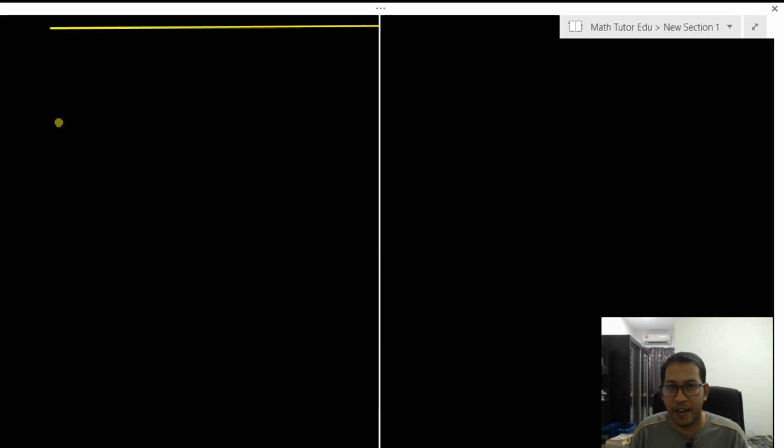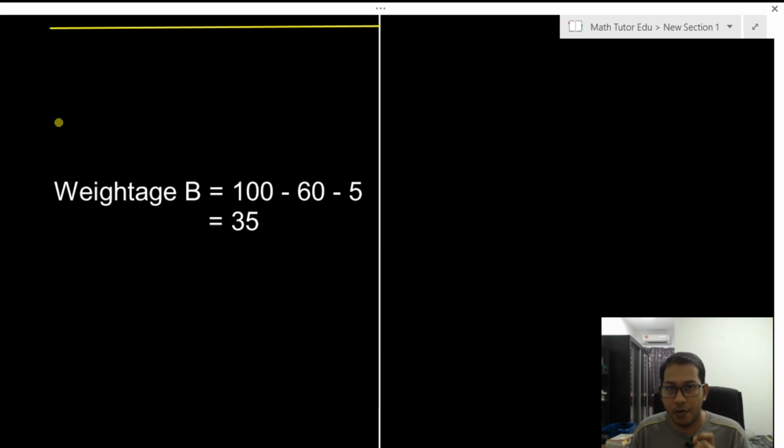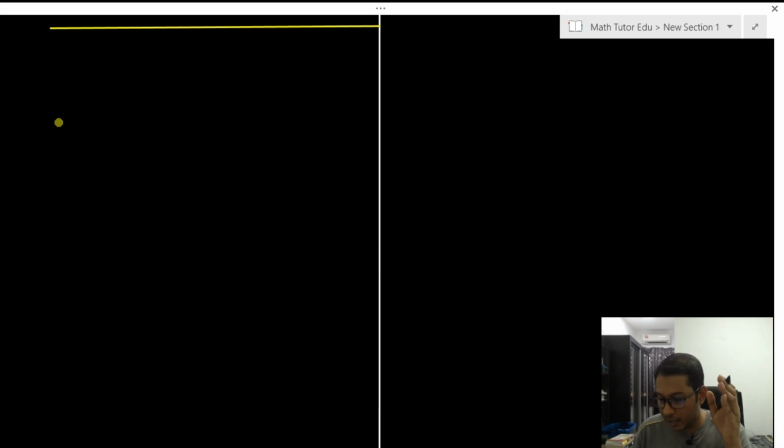And please take note that all the weightage is in terms of percentage. So in order to find the missing weightage, what you do, 100 you minus with 60, and then you minus with 5. So from here you get the weightage of ingredient B is actually 35%. So from here 60 you plus with 35 and you plus with 5. So from here you should get a total of 100%.